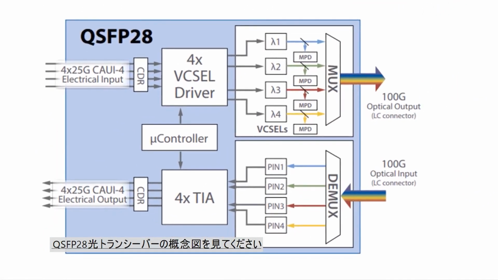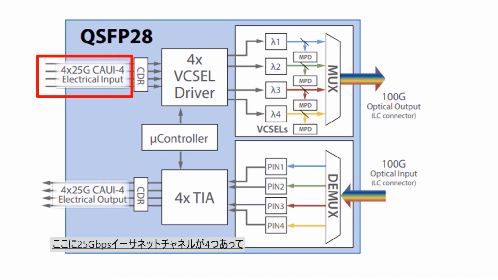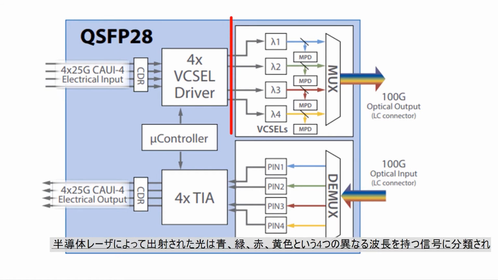You can see here's a picture of a transceiver, QSFP28. We have 4 25 gigabit Ethernet channels coming into our electronics. It's then converted into different wavelengths of light indicated by the blue, the green, the red, and the yellow.